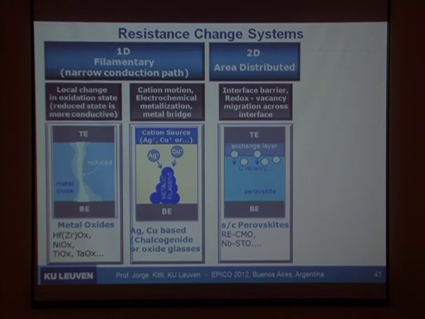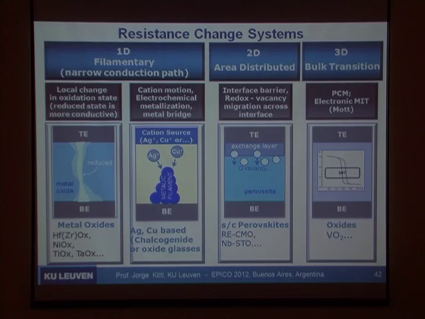Next are examples of what was shown earlier today: systems in which the resistance change is controlled by the interface. And last, systems where you have a true bulk transition, like in a Mott insulator, Mott transition material, etc. And in all of them, we were studying systems. Vanadium oxide was a case we're studying here. So I'll talk a little bit about this at the end.